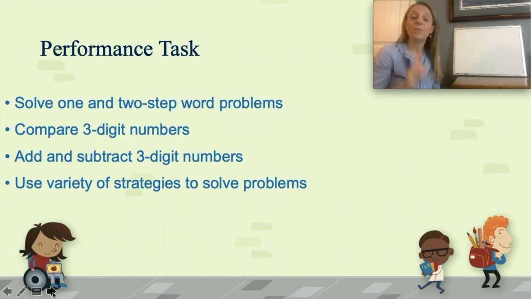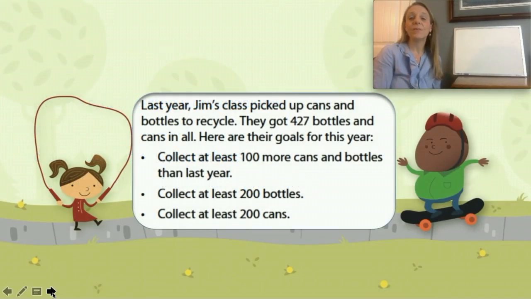So the next slide has our word problem. If you remember, the first read is just for us to read and understand what the problem is about. So let's read this. It says, last year, Jim's class picked up cans and bottles to recycle. They got 427 bottles and cans in all. Here is their goal for this year. Collect at least 100 more cans and bottles than last year. Collect at least 200 bottles. Collect at least 200 cans.